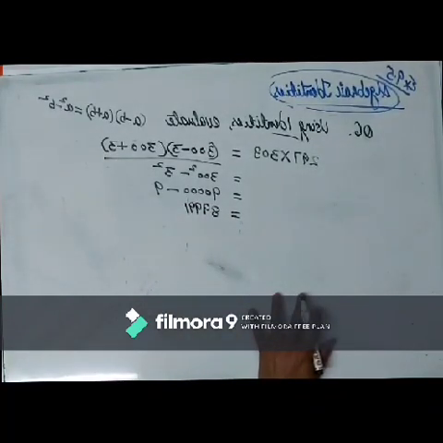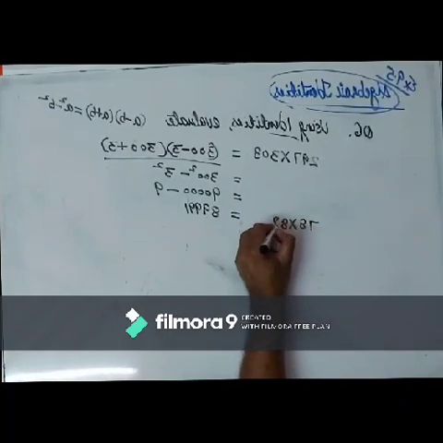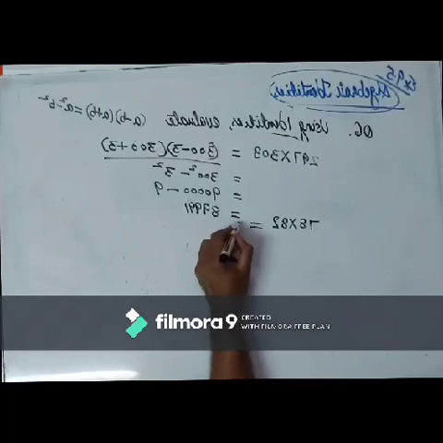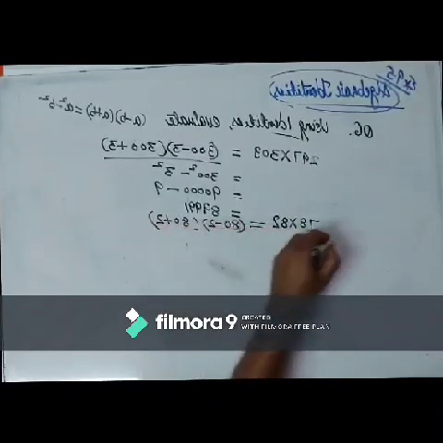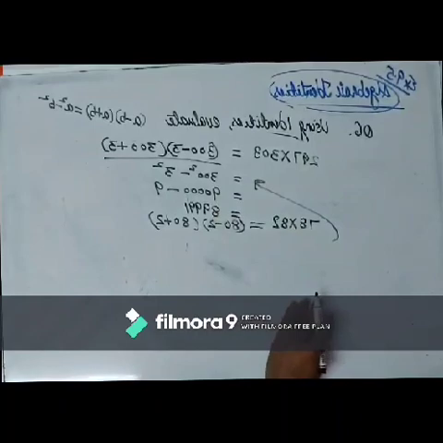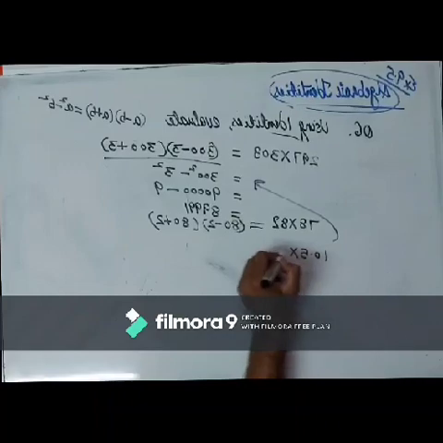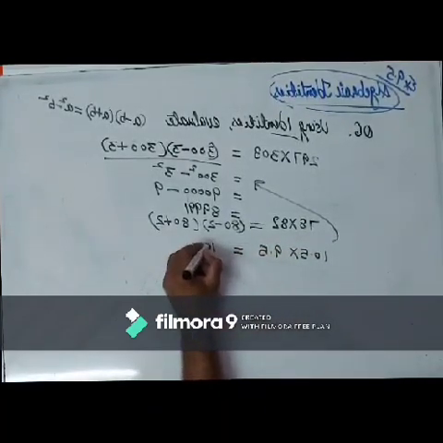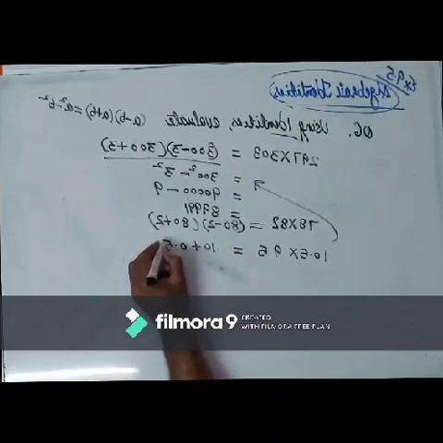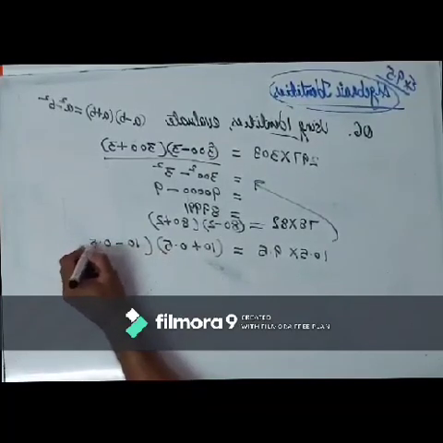The next one is a similar thing, 78 into 82. I can rewrite it as 80 minus 2 into 80 plus 2. So similar thing, same pattern. The last one is 10.5 into 9.5, which will be rewritten as 10 plus 0.5 into 10 minus 0.5.